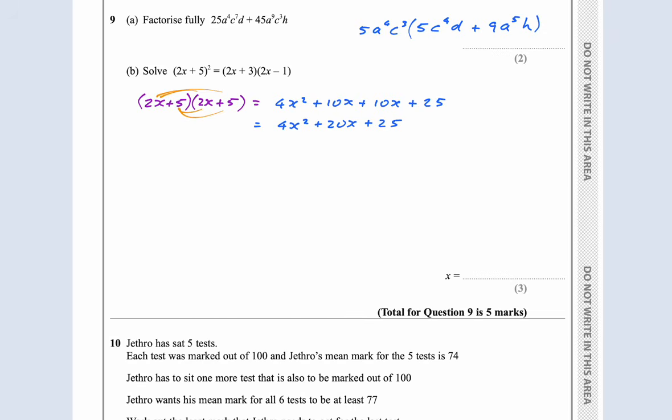And then this one, 2x plus 3 times 2x minus 1, similarly gives me 4x squared minus 2x plus 6x minus 3, which is 4x squared plus 4x minus 3. Okay, that's this times this, this times this, this times this, and this times this. Now they're equal. It says the purple equals the green.